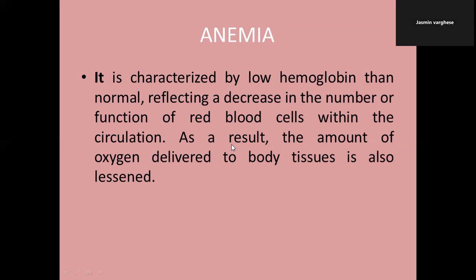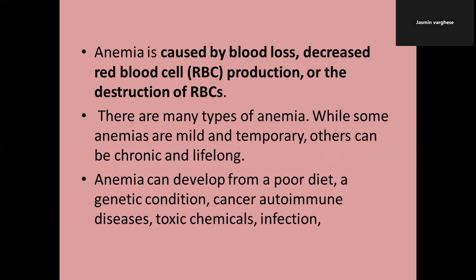So, less hemoglobin, fewer red blood cells, and less oxygen or no oxygen delivered to body tissue, and this oxygen is essential for the normal functioning of the body. Anemia is caused by blood loss, decreased red blood cell count or production, or the destruction of red blood cells. There are many types of anemia. While some anemias are mild and temporary, others can be chronic and lifelong. Anemia can develop from poor diet, a genetic condition, cancer, autoimmune diseases, toxic chemicals, and infection.